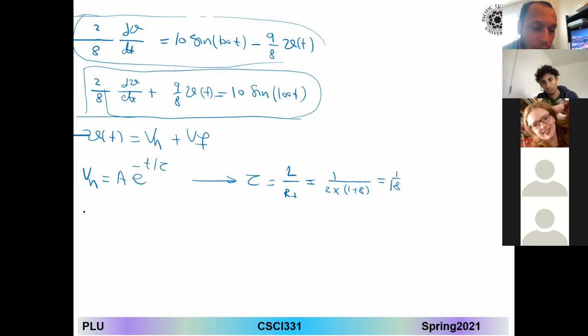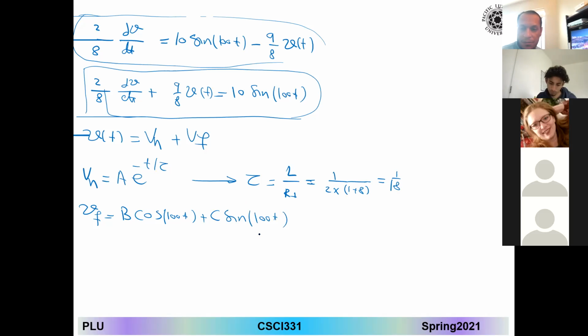Now the second part, which is maybe the confusing part: we need to find the Vf. In that case, we have the sine wave. So in the sine wave case, I have to assume my output has a sine and cosine term with the same frequency: a constant B times cosine 100t plus a constant C times sine 100t. That's my Vf.